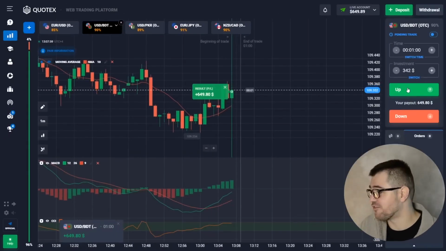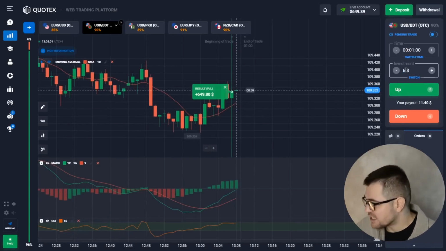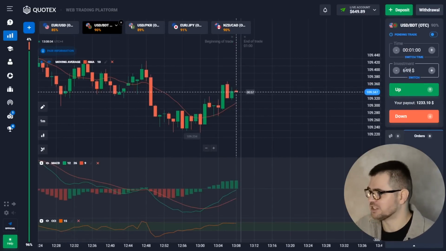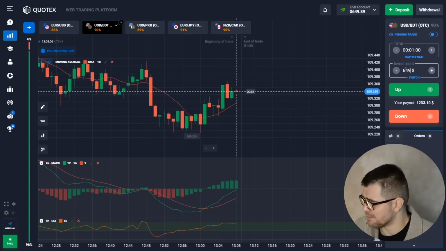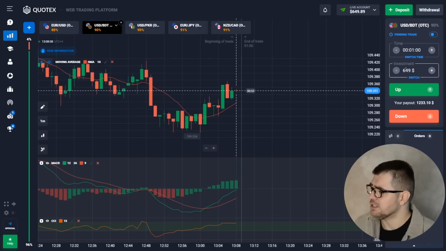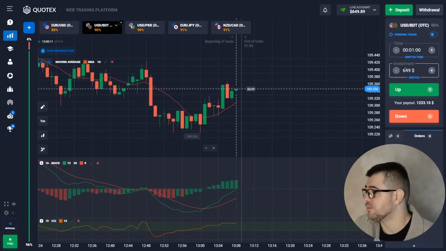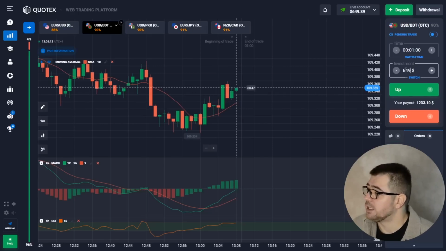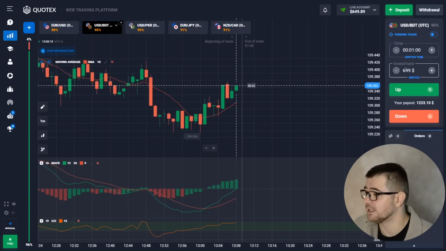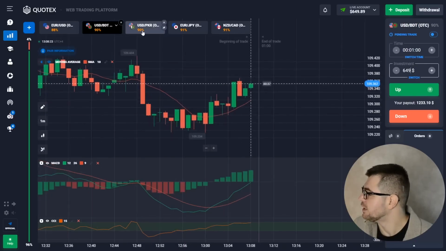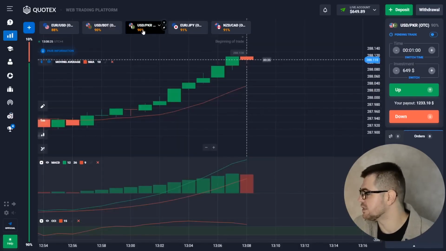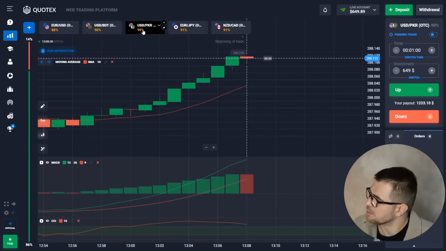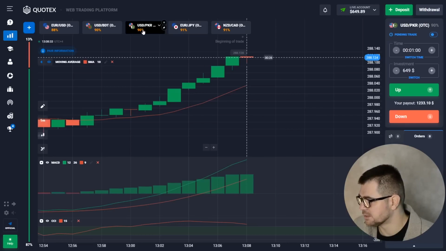And here is the profit of this one, $649. Pretty good. We're gonna go ahead and use the entirety to enjoy the compound percent, and we're gonna go to this currency, for example. It's just looking like a nice bullish trend forming.